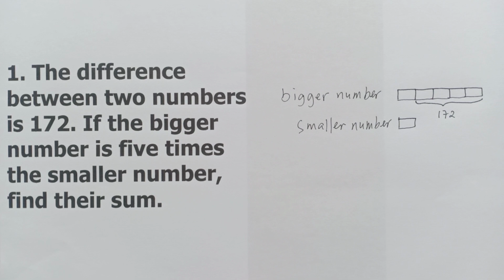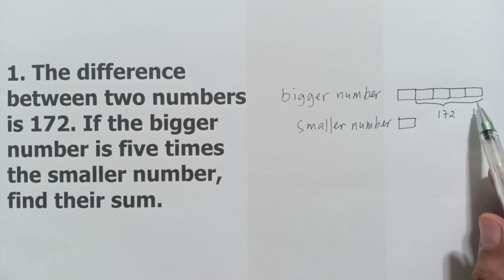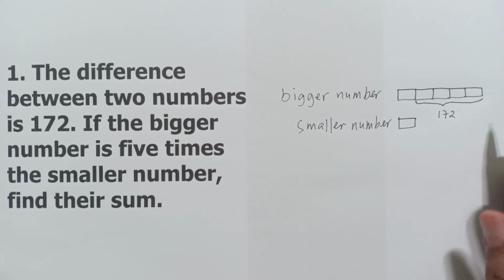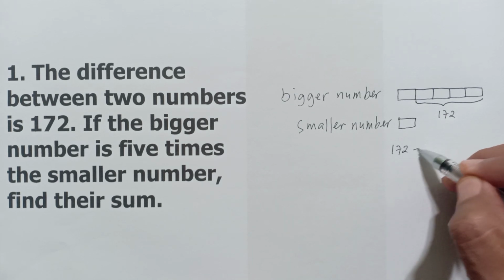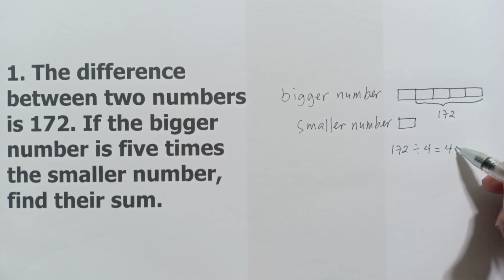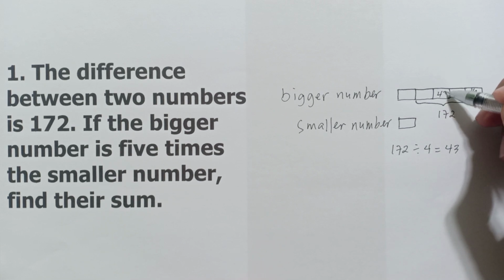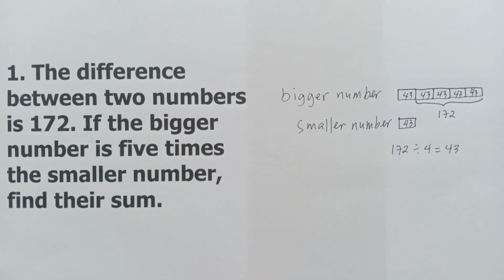The next thing for us to do is to know the value of each block. Since 4 blocks is 172, we divide 172 by 4, correct? And that will give you 43. So each block here is 43. Let me write 43 inside the blocks. Now, can we get the sum of these two numbers?